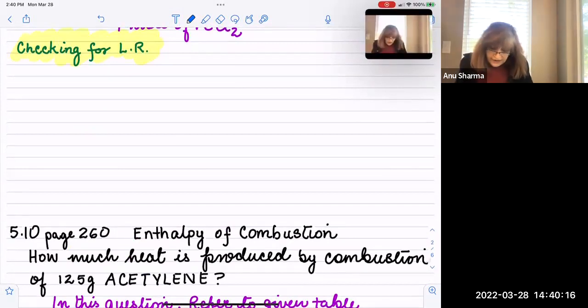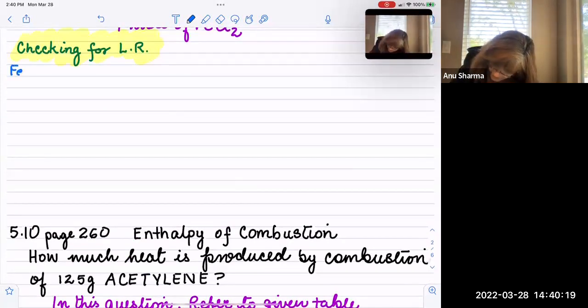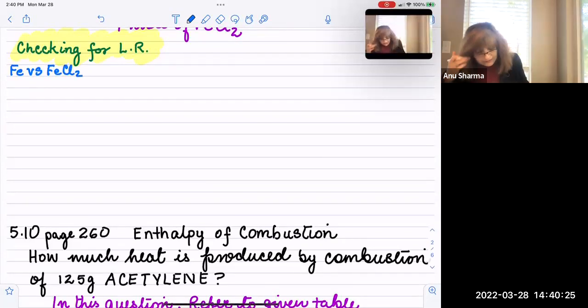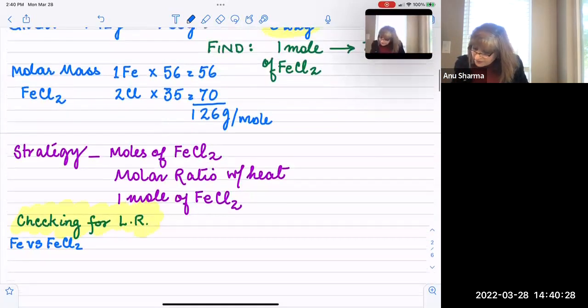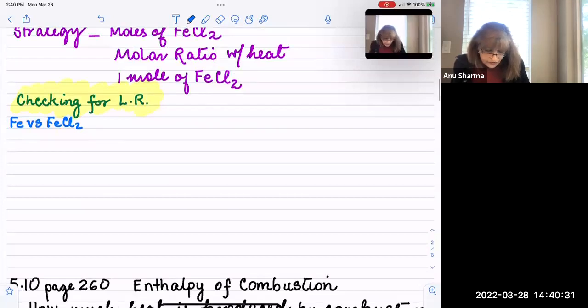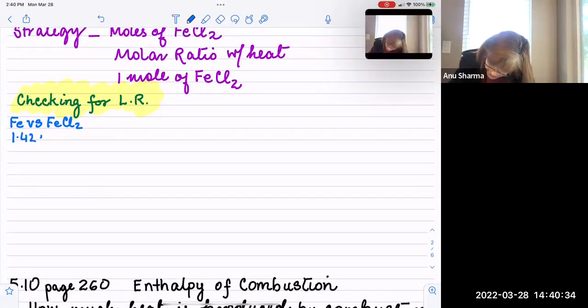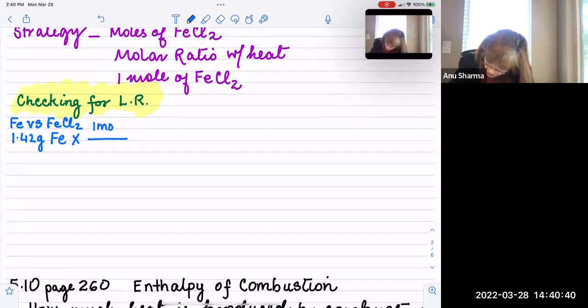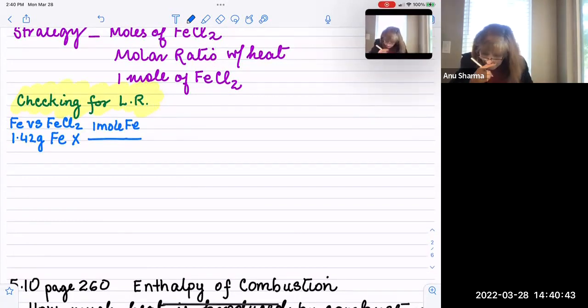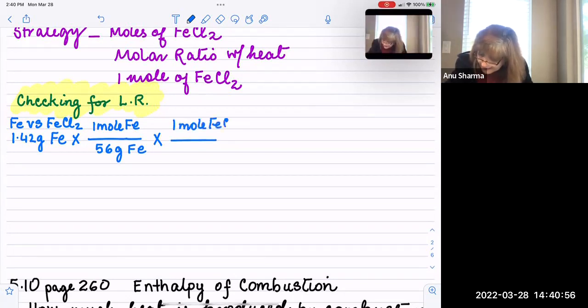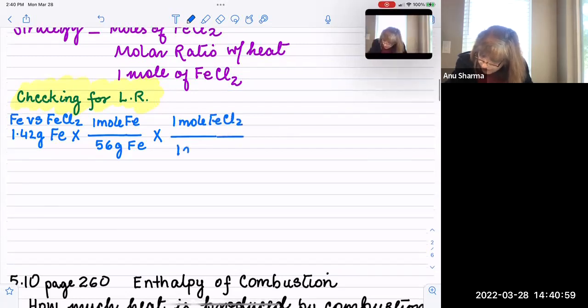So we have iron versus FeCl2, and for the other one we have chlorine and FeCl2. Okay, so we are given 1.40 grams of iron, and convert first of all that to moles. So 1 mole of iron over 56 grams of iron, which you get from the periodic table, times the mole to mole ratio of iron and FeCl2, which is 1:1. So 1 mole of FeCl2 over 1 mole of Fe.